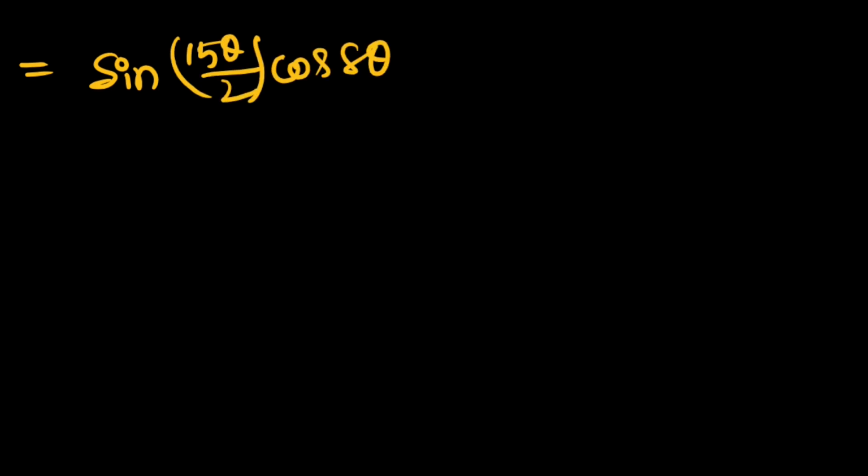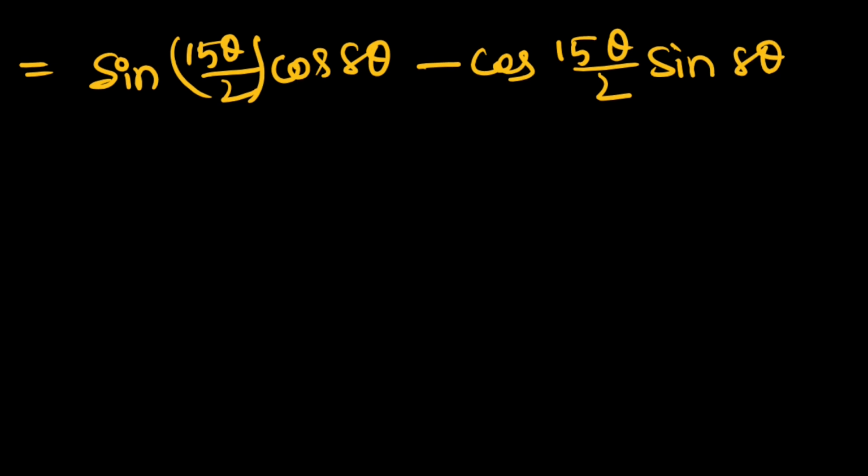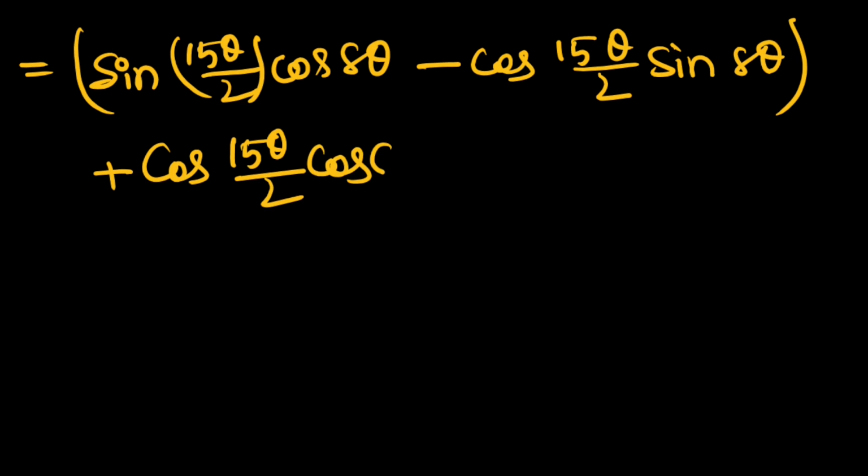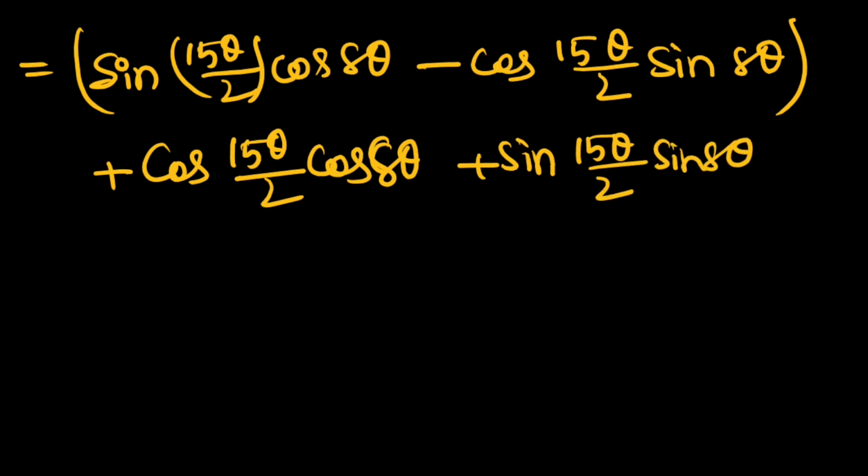So we rearrange the terms: sine 15 theta over 2 cos 8 theta minus cos 15 theta over 2 sine 8 theta, the first term and the last term, and then the second term and the third term. First we write the third term, cos 15 theta over 2 cos 8 theta plus sine 15 theta over 2 sine 8 theta. Now we use two trigonometric identities.